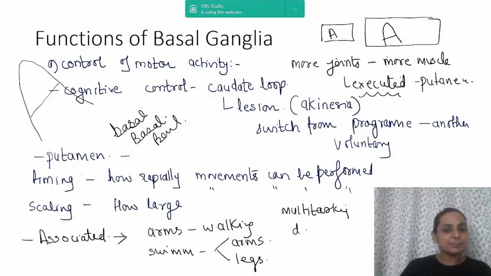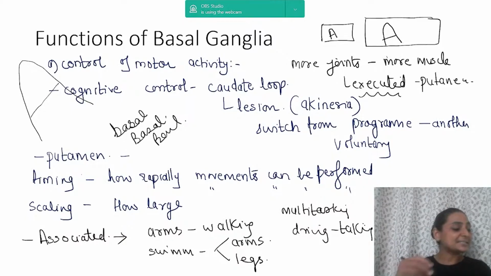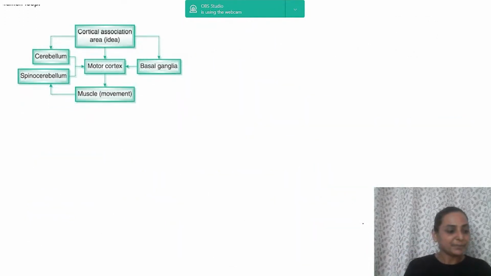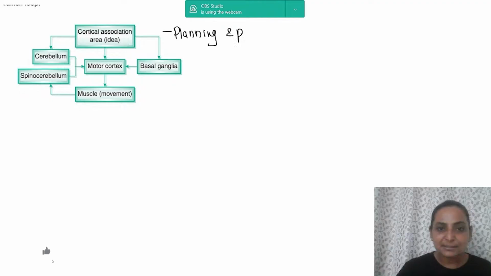Like what? Suppose I am driving and at the same time I am talking, but still I reach my home, isn't it? So these multitasking movements are with the help of the basal ganglia. Basal ganglia, as I told you, plays a very important role in the planning and programming of movements.